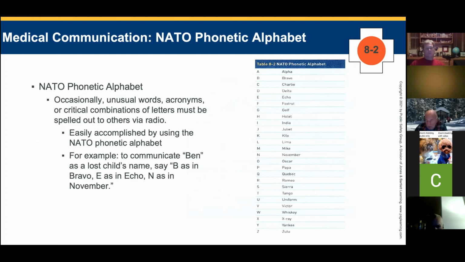We talked about the phonetic alphabet. If you look at it, that's the right way to do it. But again, if you forget this and you say, hey, it's A, apple, I don't think anybody's going to kill you.